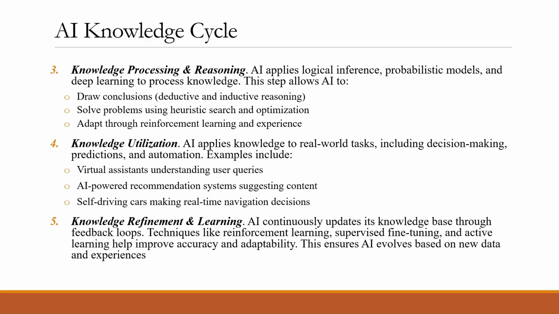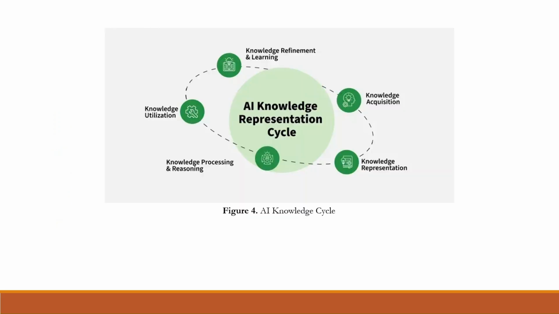Next, we have the knowledge refinement and learning. Here, artificial intelligence continuously updates its knowledge base through feedback loops. Techniques like reinforcement learning, supervised fine-tuning, and active learning help improve accuracy and adaptability. This ensures artificial intelligence evolves based on new data and experiences. Okay, and here we have the steps from the artificial intelligence knowledge cycle and how they are related to each other.